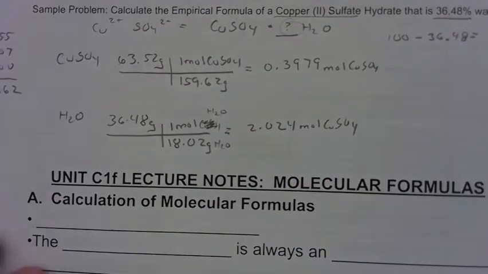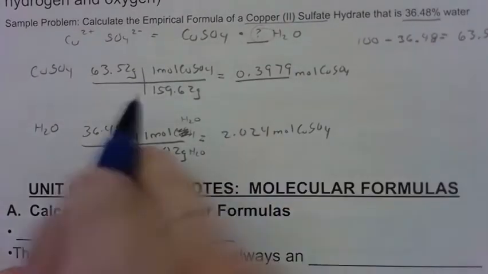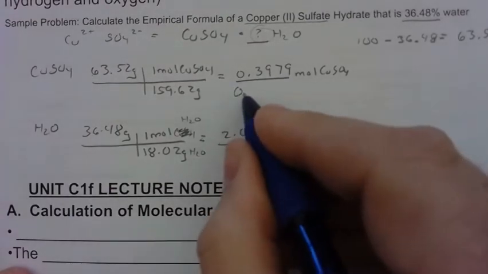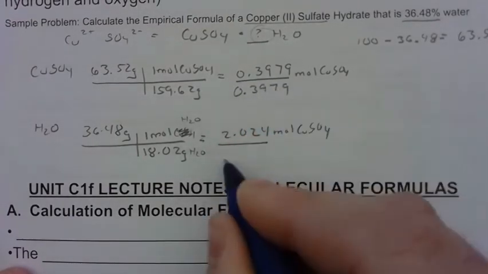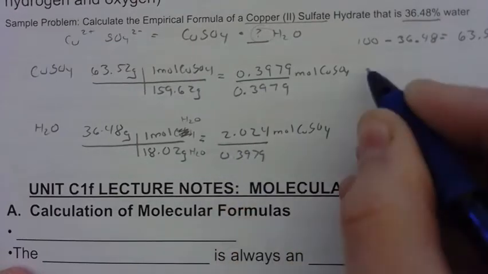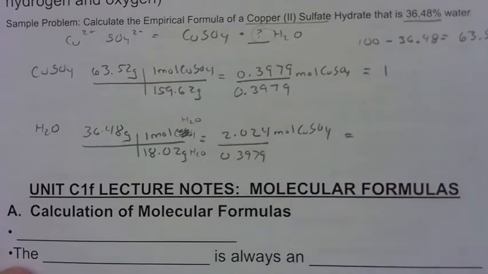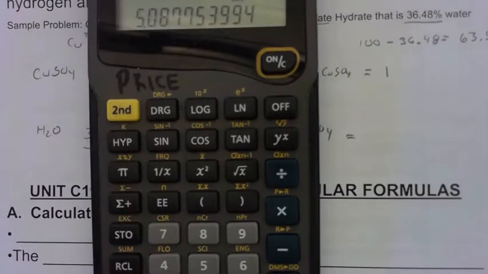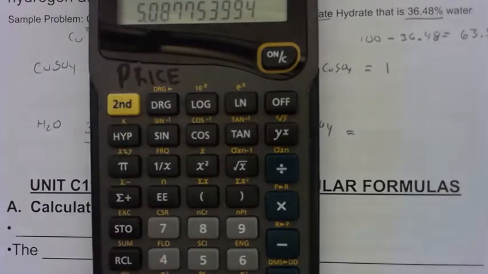Now I do the same thing that I did before, and I divide by the number of moles that is the lowest. So I'm going to divide each one by 0.3979. That's obviously going to be 1, but on my calculator, when I take 2.024 divided by 0.3979, I get 5.08785, and so forth. And I round that off to the nearest whole number, which will be 5.